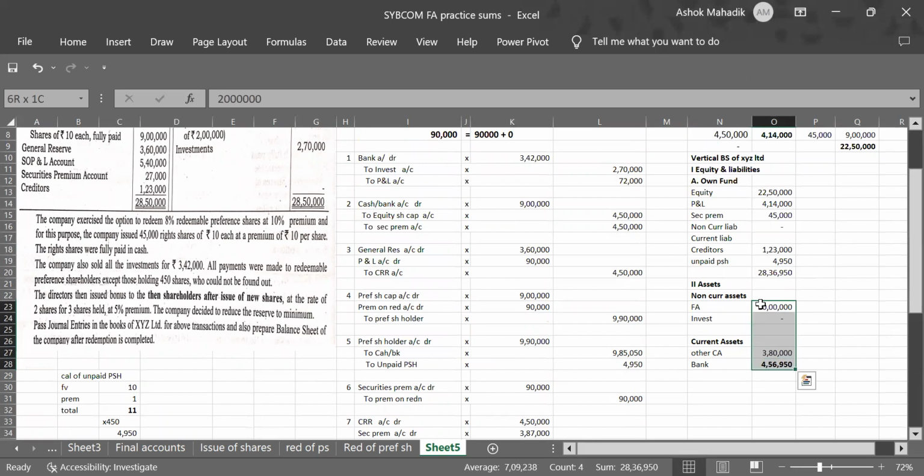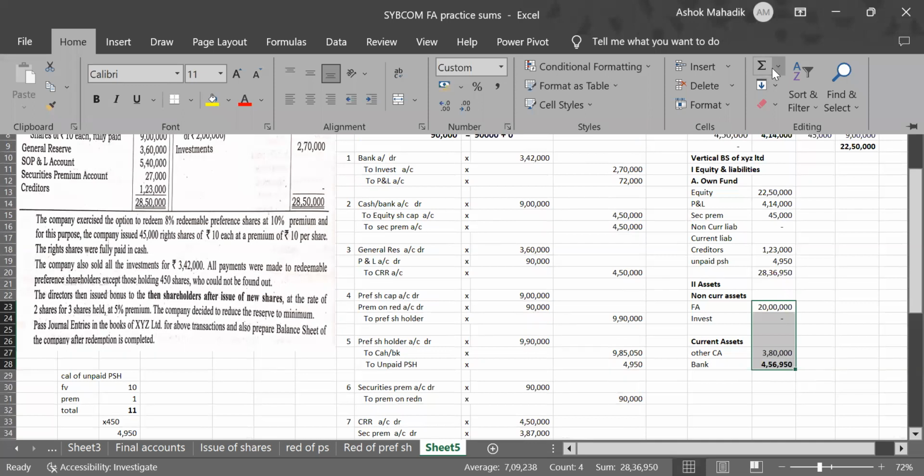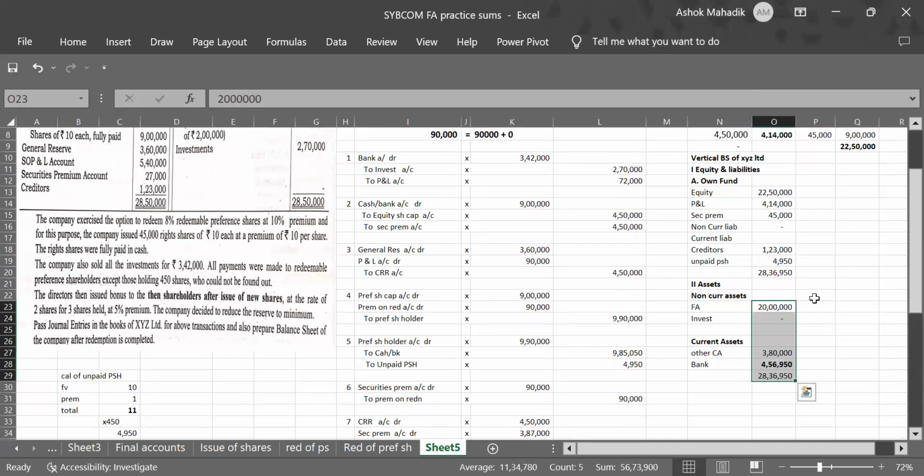2,83,950. 2,83,950. Yeah, it's tallying. I hope you understand how to make a vertical balance sheet. Not that difficult, students. Okay. Only thing what they have done is changed a few names.